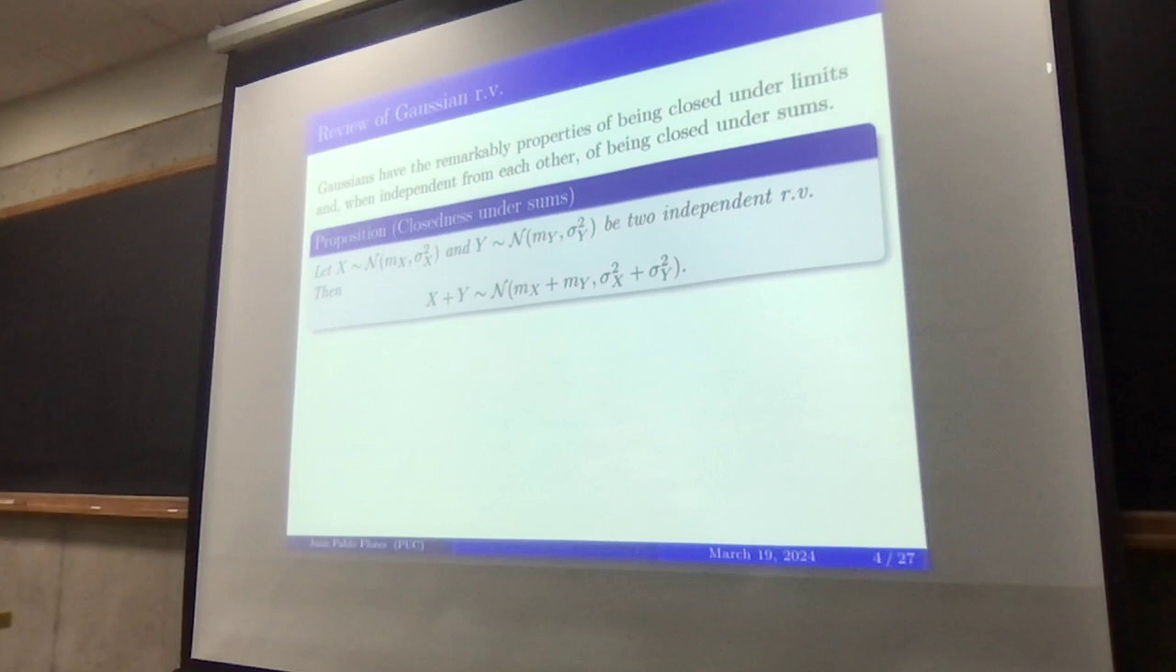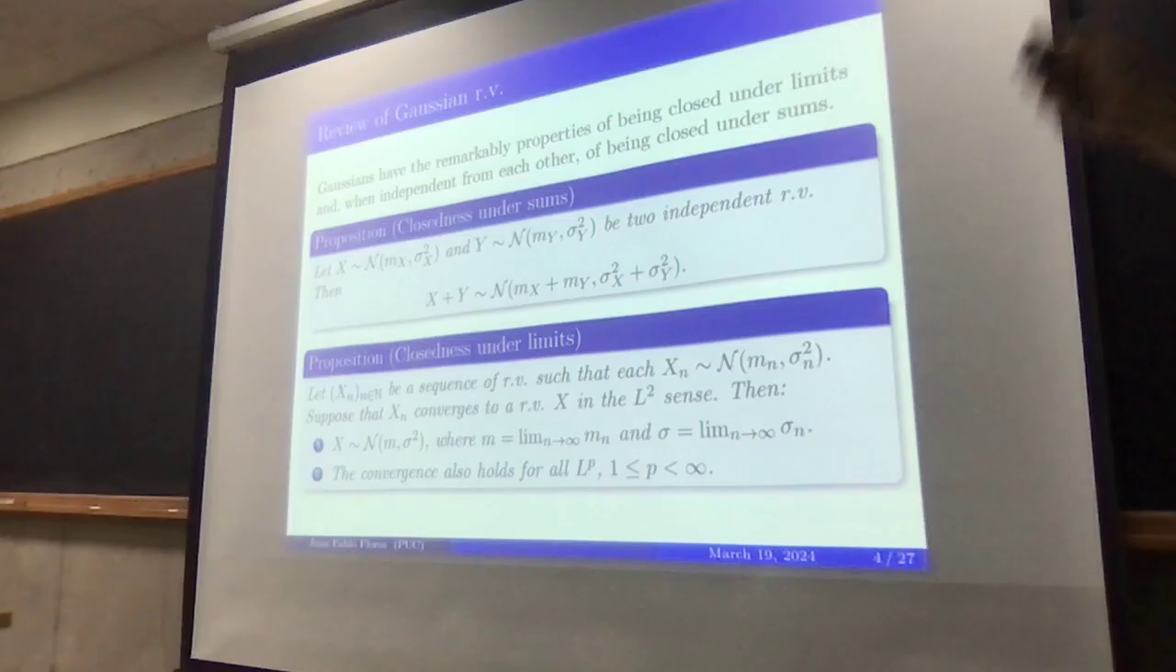Gaussian random variables have some good properties. For example, if we have two Gaussians that are independent from each other, we have that the sum is also going to be a Gaussian. And in fact, the distribution of this sum is going to have a mean equal to the sum of the means and variance equal to the sum of the variances.